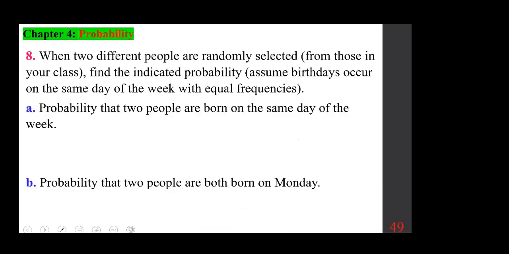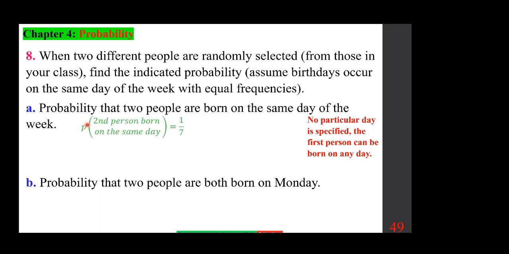When two different people are randomly selected from those in your class, find the indicated probability. Assume birthdays occur on the same day of the week with equal frequencies. A, probability that two people are born on the same day of the week. B, probability that two people are both born on Monday. When we want two people born on the same day, then we don't specify a day. So the first person can be born on any day. What matters is that the second person must be born on the same day. So the probability that the second person is born on the same day is 1 out of 7.